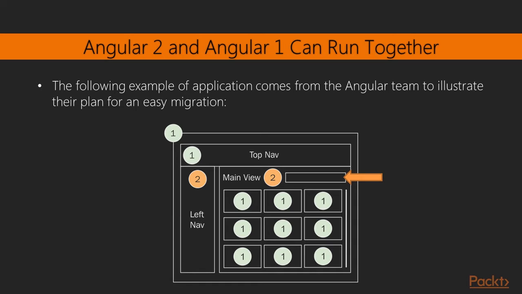Then you decide to upgrade your main view to Angular 2, even though that view still has Angular 1 components inside, it still works. Angular 1 and Angular 2 can inject services across frameworks, and data binding works across frameworks as well. That way, you are entirely free to migrate your application piece by piece, at your pace, and you don't have to rewrite everything at once.